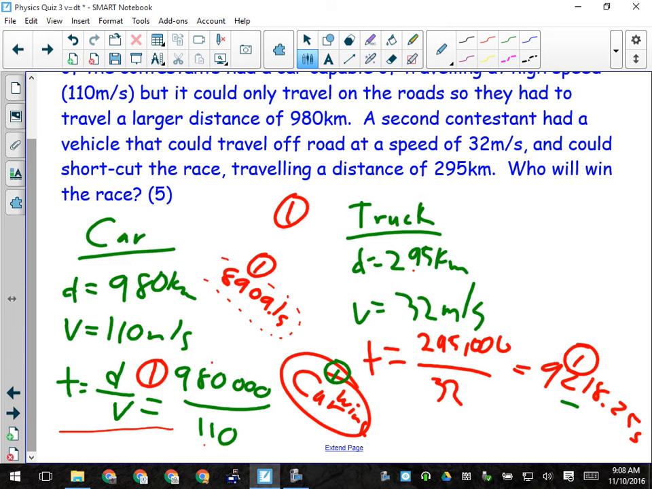So we're going to take that distance, 295,000 meters divided by 32 meters per second, which gives us 9,218.25 seconds. So give them a mark for that. So we're up to 4 marks here. Since this time for the car is smaller than this time for the truck, that means for 1 mark, the car wins.